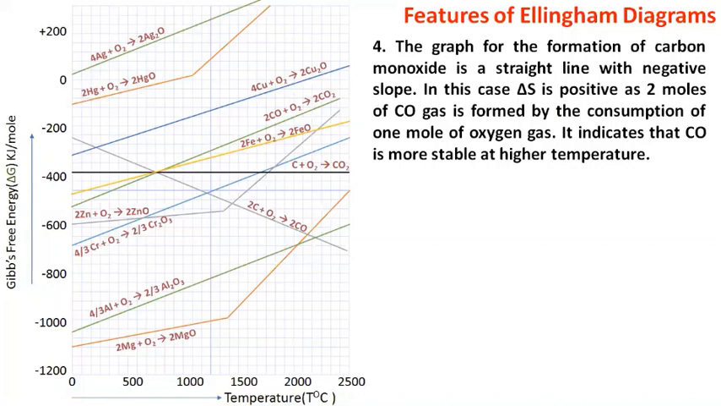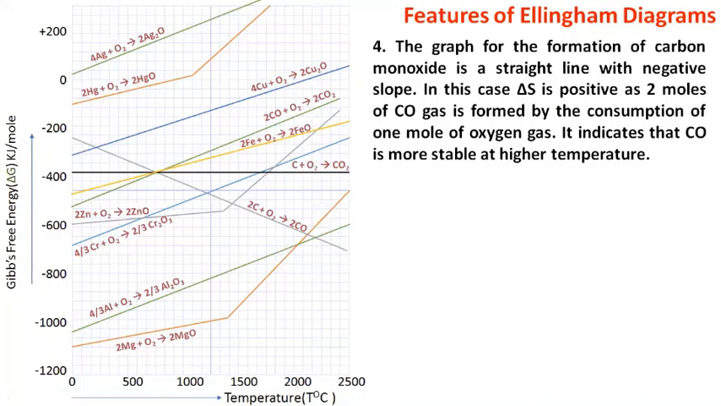Delta G is always negative, and this depends upon temperature. That is, as the temperature is increased, you can see that the delta G value is becoming more and more negative. When the delta G value is more and more negative, it is nothing but decreasing. So you can see that there is a decrease, or a negative slope, in the graph of carbon monoxide in the Ellingham diagram.